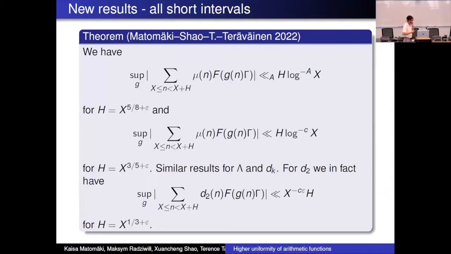So the results that we wanted to present: we are able, on short intervals, to improve the previous exponents and get some uniformity. This is with Kaisa, Max, and Yoni. Sorry, Kaisa, Joni, and Yoni. We invited Max, but he declined to join us on this project.